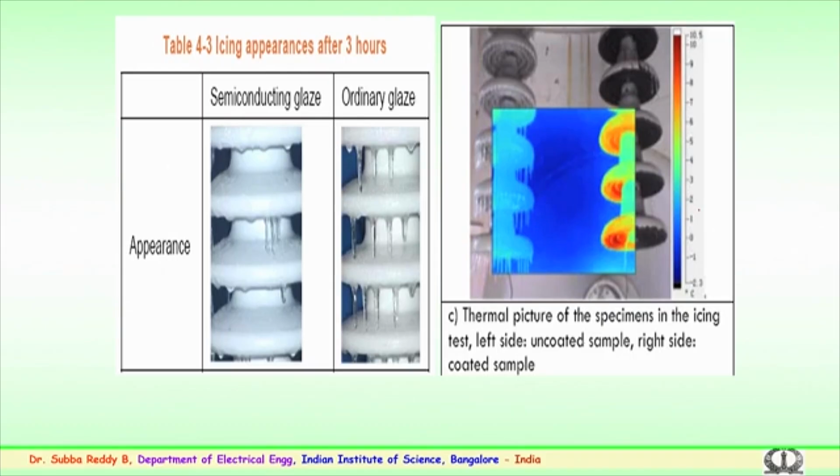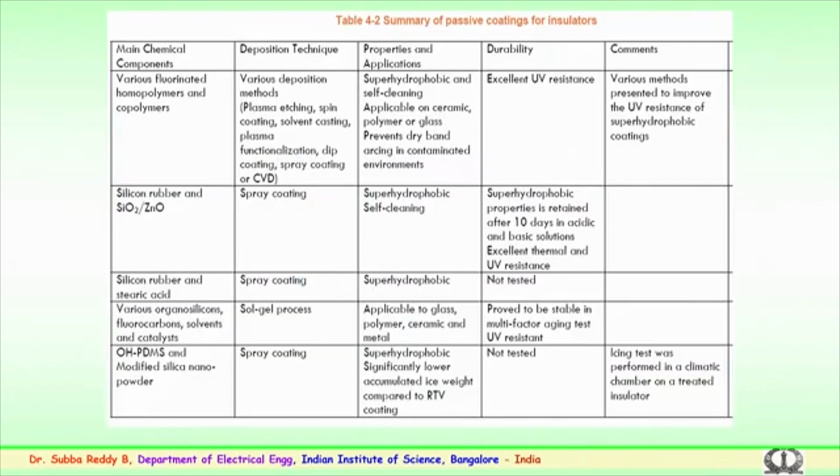The second picture shows the thermal image of the specimen in icing. This shows the uncoated sample on the left side, and the right side shows the coated sample, which has been attributed with better performance. So, several of these glazes, ordinary and semiconducting glaze and coatings, have been used for a period of time in transmission systems.